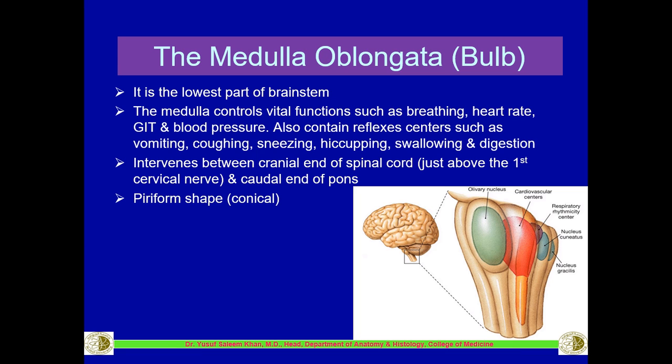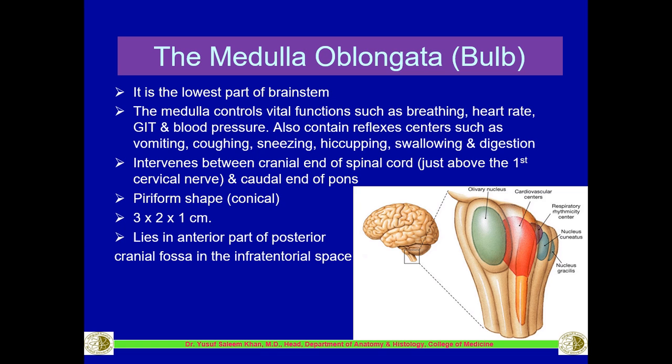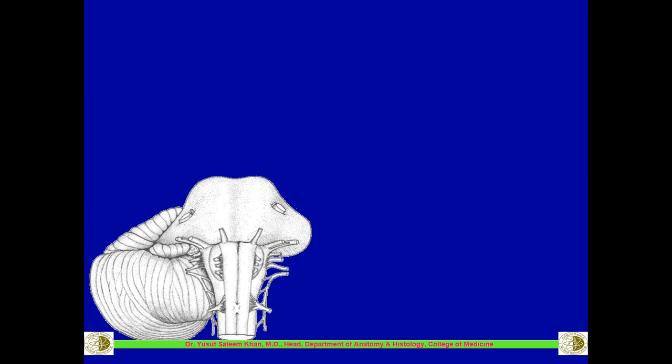The shape of this medulla oblongata is almost piriform or conical, and the dimensions are: length is 3 centimeters, breadth is 2 centimeters, and thickness is 1 centimeter. And this medulla oblongata lies in the anterior part of the posterior cranial fossa in the infratentorial space. So this is the medulla oblongata which you can see from the front view.